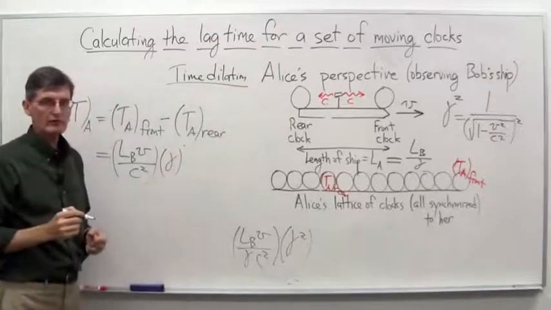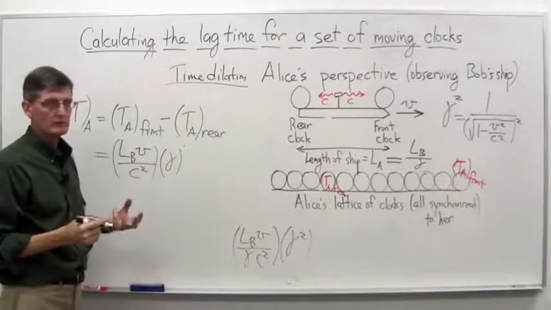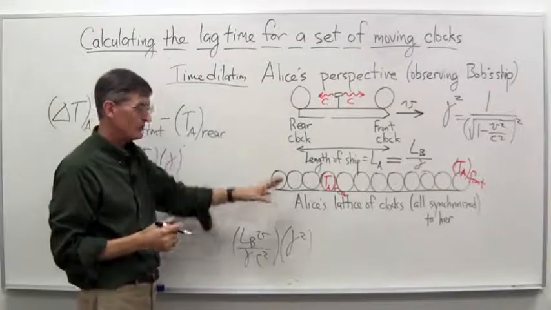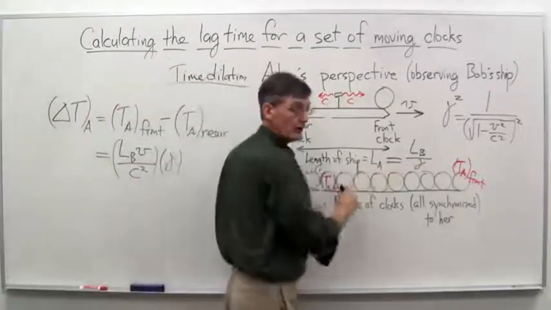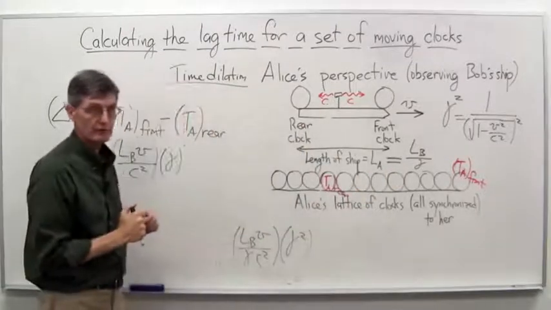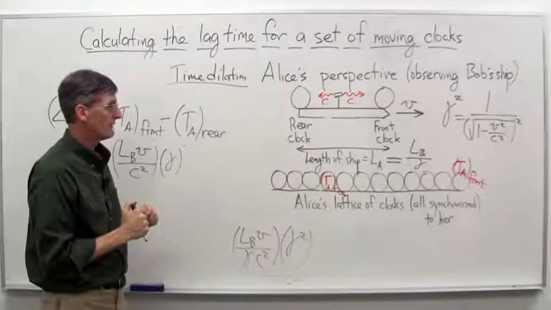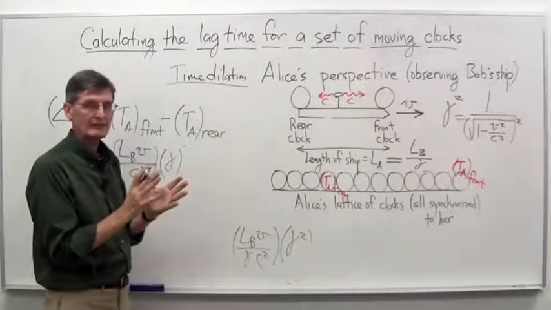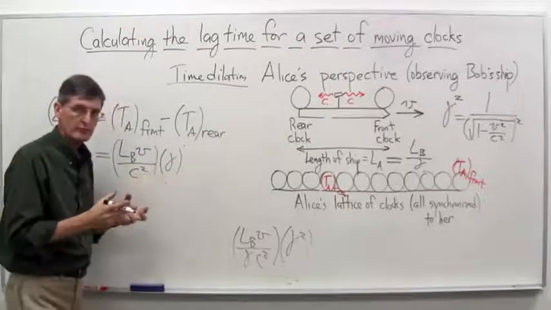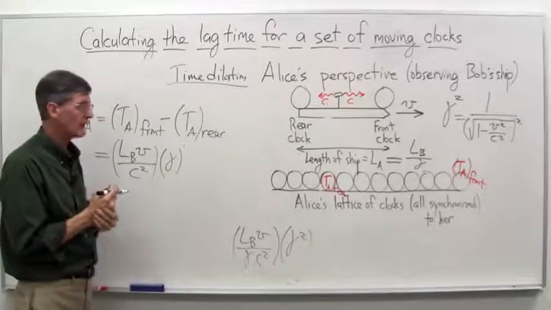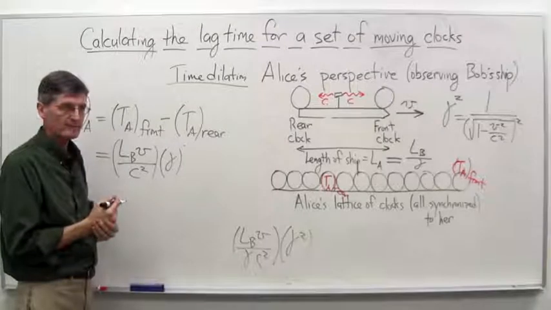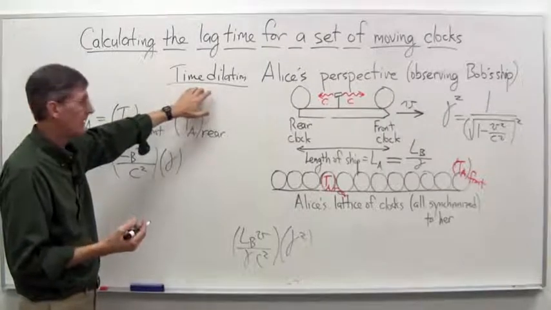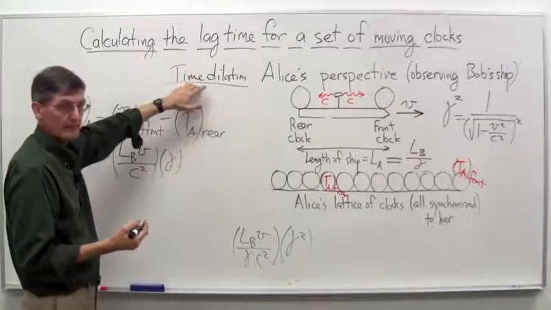Moving clocks run slow to an observer who is observing those moving clocks. So from Alice's perspective, she's just found the time difference on her clocks between when the two light beams hit the front and rear clocks. The time difference on Bob's clocks is going to be less, right? Because Bob's clocks are running slower than Alice's clocks as Alice observes them. And that time dilation factor, again, is gamma, and it's going to be 1 over gamma, right?